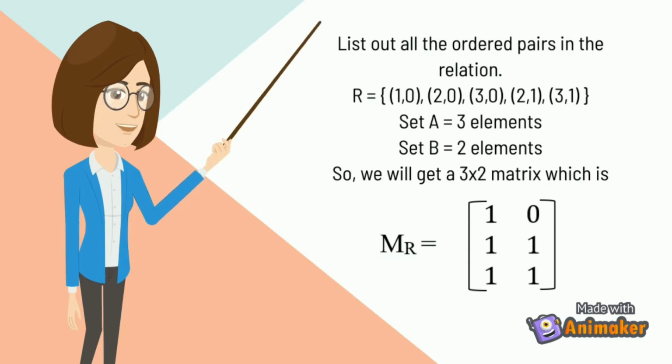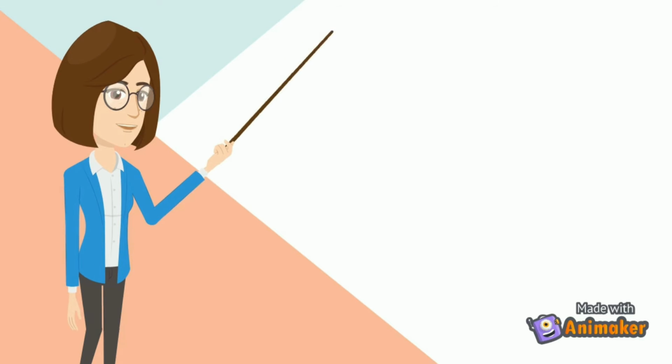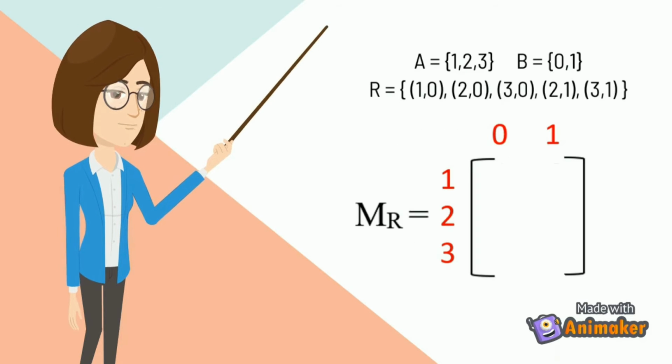So, how do we get this matrix based on the relation? Let me show you a simple way to answer this question. From earlier, we know that we will get a 3 by 2 matrix. To make it easier, you can first write down each element of A on the left side, and B at the top of the matrix. You can then fill in with value 0 or 1, according to the ordered pairs in the relation. Let's do it one by one.